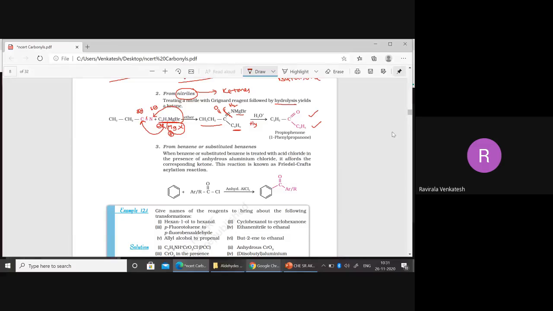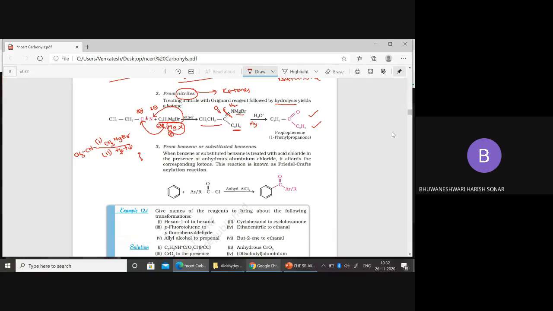Propiophenone. Understood? Now I will take another reactant, CH3CN, reacting with CH3MgBr. First, CH3MgBr, second is the hydrolysis reaction. Now tell me the name of the product.